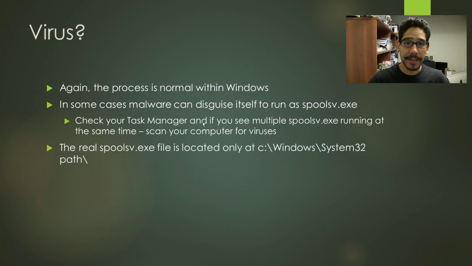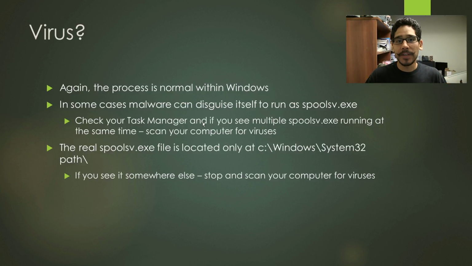The real spoolsv executable file is actually located within your System32 path. If you're a person like me that loves to navigate within your Windows operating system, if you do see the spoolsv executable file located somewhere else that's not within the System32 path, make sure you stop everything that you're doing and scan your machine for viruses or malware.